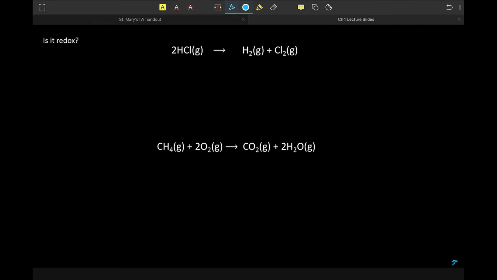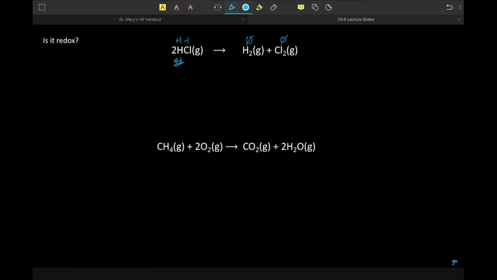Applying our rules, obviously elemental state is 0. Here, we're going to use our rules which say that hydrogen is typically +1. So if this is +1, what must chlorine be to make it 0? -1. Yes, does that make sense?